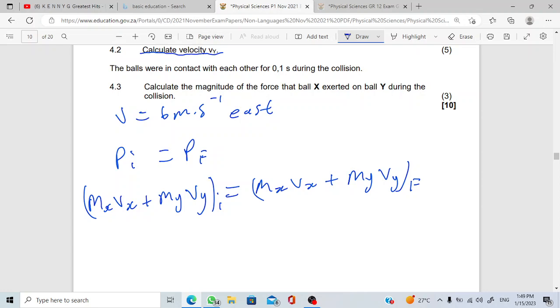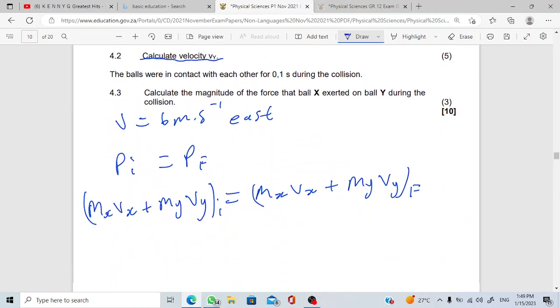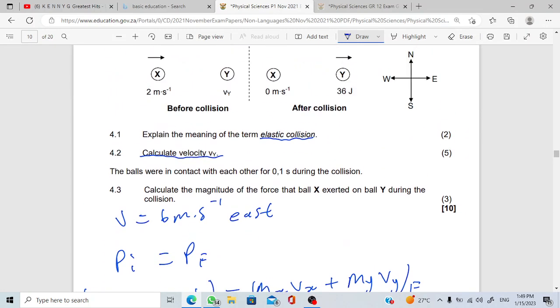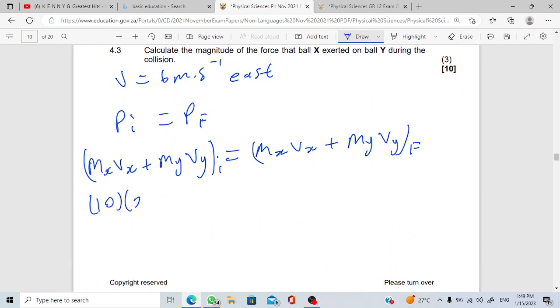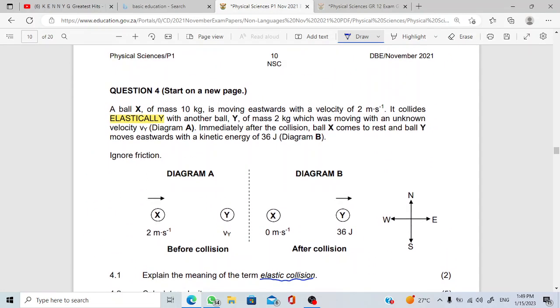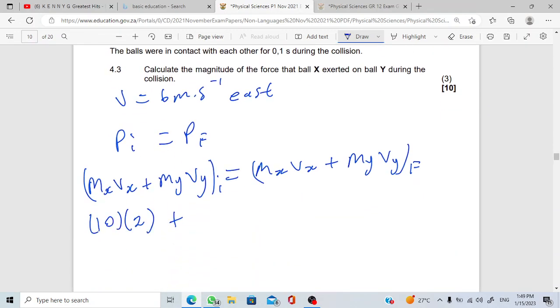Okay, now if we were to substitute X as a mass of 10 kg, so you have 10 multiplied by 2. Okay, 10 multiplied by 2 plus the mass of Y, which is 2 kg, so you have 2 Vy. Now Vy is unknown in this case.